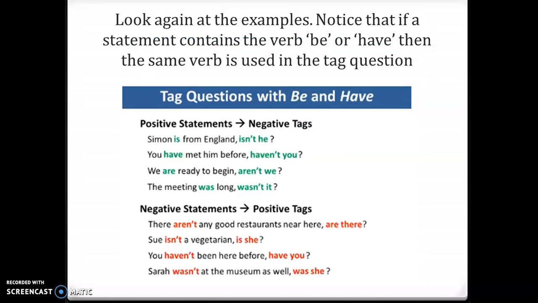Look again at the examples. Notice that if a statement contains the verb be or have, then the same verb is used in the tag question. So let's take a look at these positive statements with the negative tags. Okay? And then on the bottom you have negative statements with positive tags.